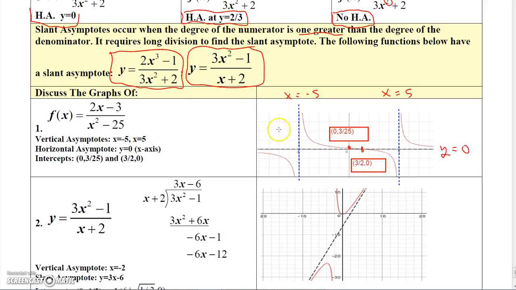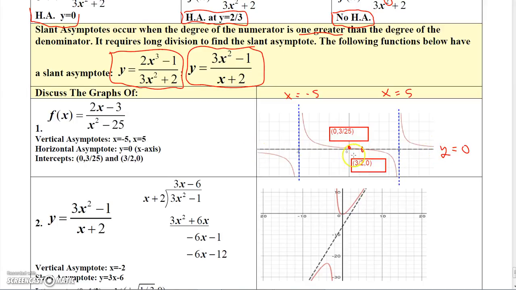And notice that over here, this is the vertical line x equals -5. This is the vertical line x equals 5. And notice how the graph either increases or decreases without bound as it gets close to these lines. We also found that we had a horizontal asymptote of the x-axis, and notice how the graph gets closer and closer to the x-axis as x gets very large or very small. And so y equals 0 is the x-axis.